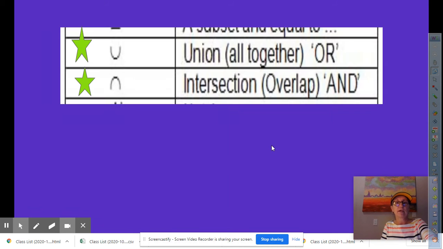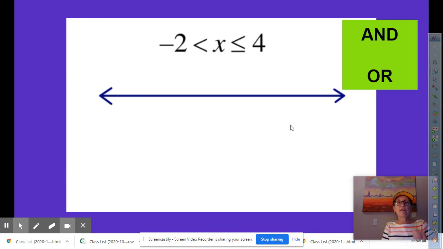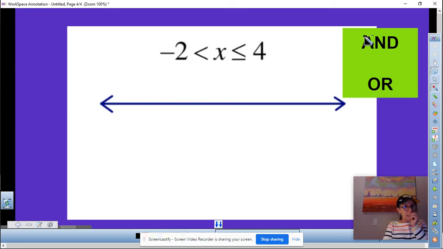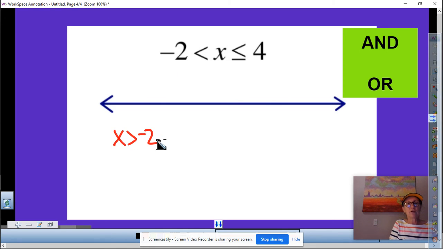Got it? Okay. So now let's do one of these together. Oh, this is kind of weird. I want you to tell me if it's an and or an or. So what I do in cases like this, when I'm not sure, I break this up into two different inequalities. Here I know that x is larger than -2. So I'm going to write x greater than -2 here. And then I know that x is also less than or equal to 4. So I'm going to graph those two pretty quickly.